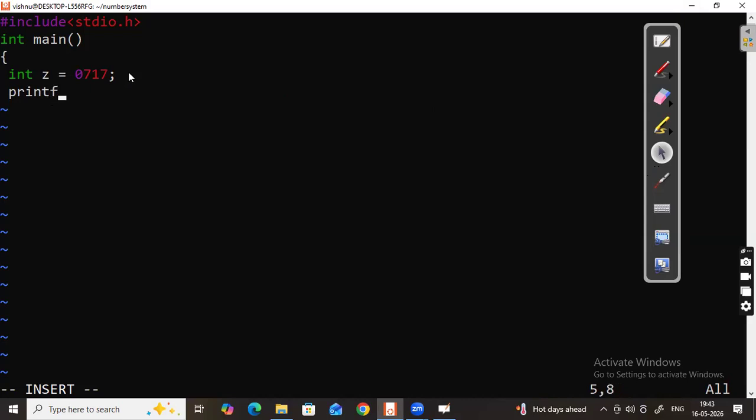Now you are printing with printf percentage o. Percentage o is for octal only. If you print z in percentage o format, what is the octal number of 717? 717 itself. So z will be printed as 717 only. Now I am printing the same z in terms of decimal. I already converted it previously. What is the decimal value? 463. See here.